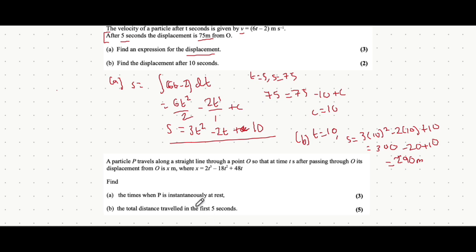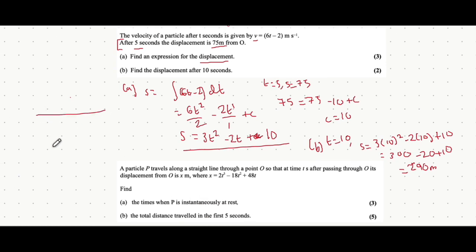But before we do, I just want to mention something about the term instantaneously at rest. If you imagine a ball bouncing off of a wall, let's say its speed before bouncing on the wall is 6 meters per second, but after it bounces on the wall, the speed becomes 2 meters per second.